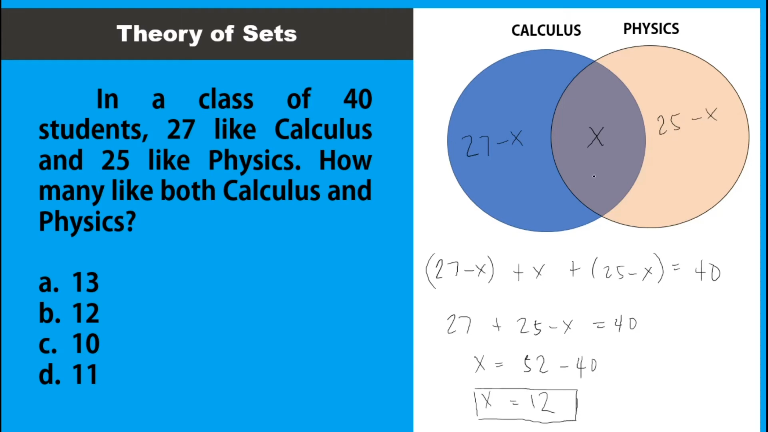So you can write this. This is 12. We have 27 minus 12, here we have 15. We have 25 minus 12, we have 13. You can check this: 15 plus 12 plus 13 is 40.